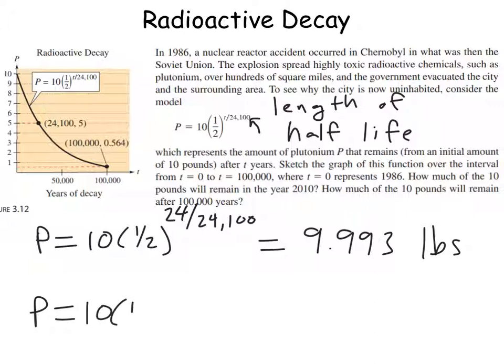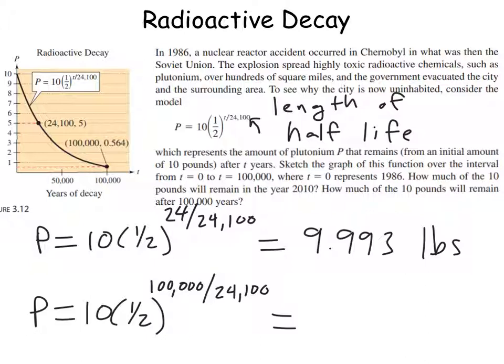Now the second part here is a little bit of a different story. It now asks us how much is left after 100,000 years. Okay, now before I plug that in my calculator, I'd look and say, all right, 24,100 years is what it takes to get rid of half of it. Okay? 100,000 years, that's a lot more.